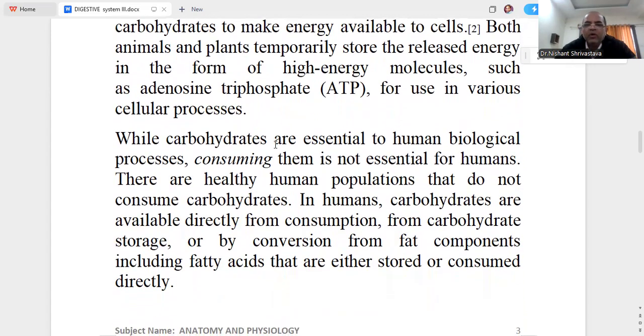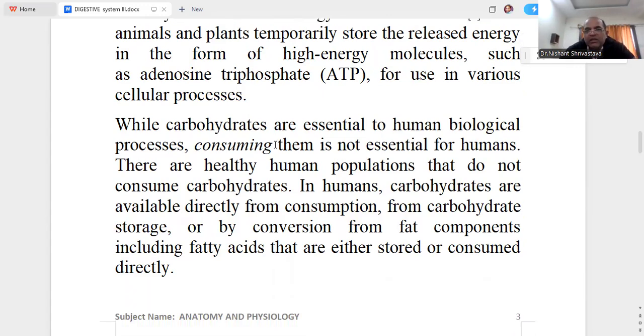So while carbohydrates are essential to human biological process, consuming them is not essential for humans. There are healthy human populations that do not consume carbohydrate. In humans, carbohydrates are available directly from consumption, from carbohydrate storage, or by conversion from fat components, including fatty acids, that are earlier either stored or consumed directly.